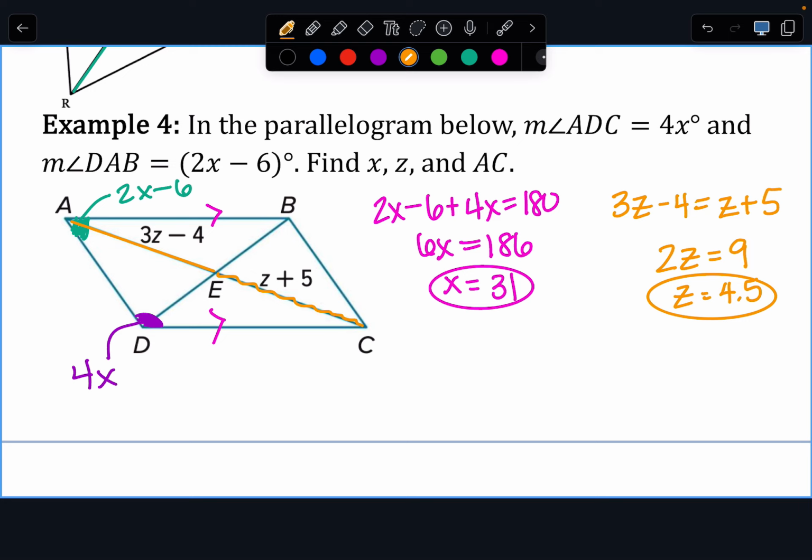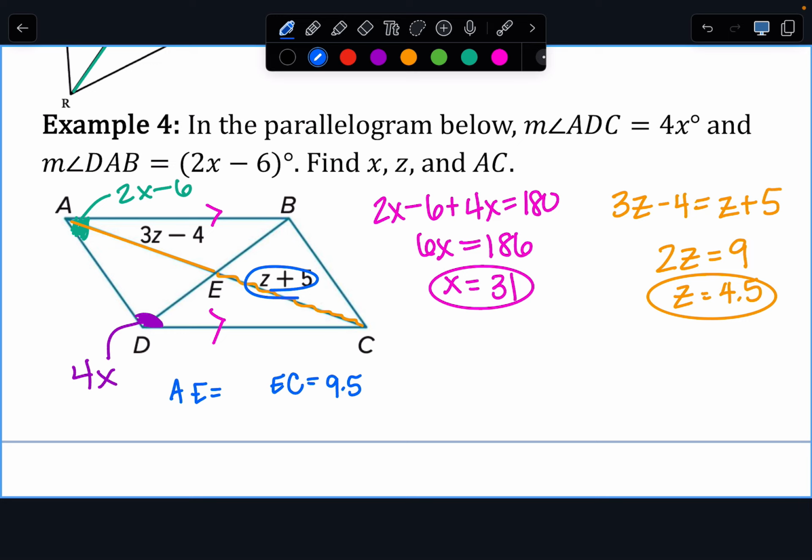So now if z is 4.5, does that mean AC is 9? No, you have to plug them in. So if z is 4.5, what is EC? 9.5. Okay, and just let's be sure, AE better also be 9.5.